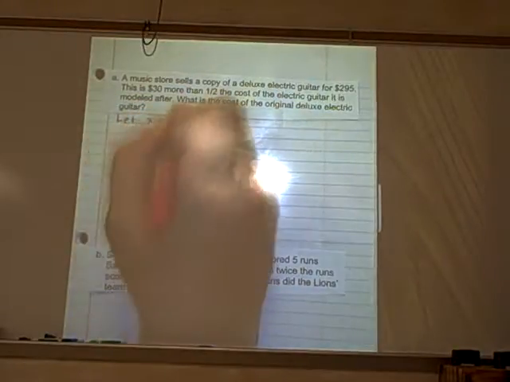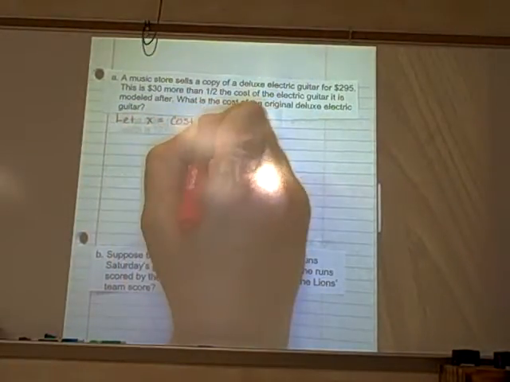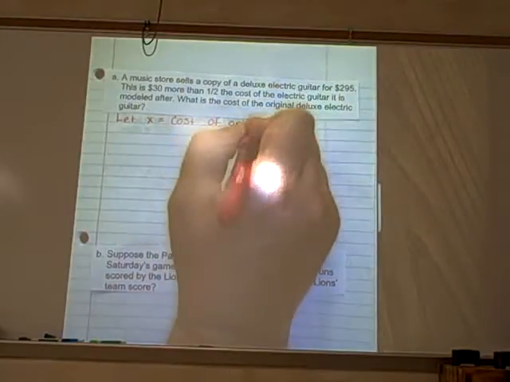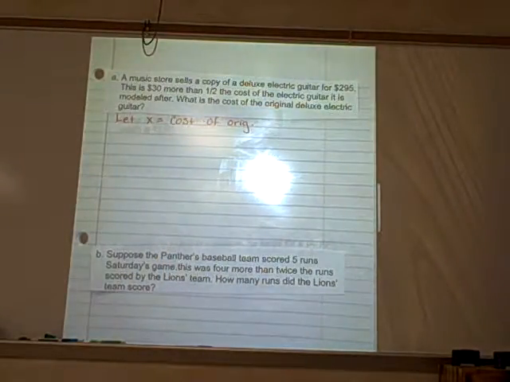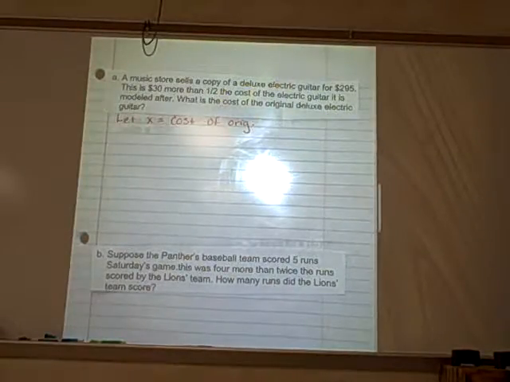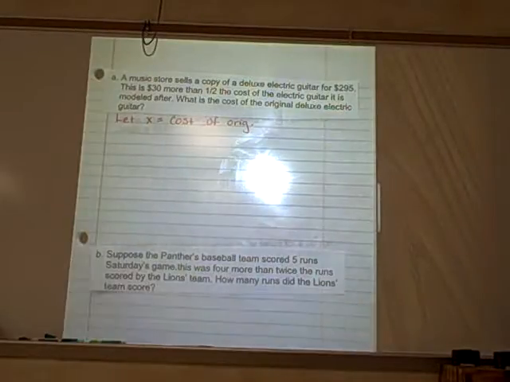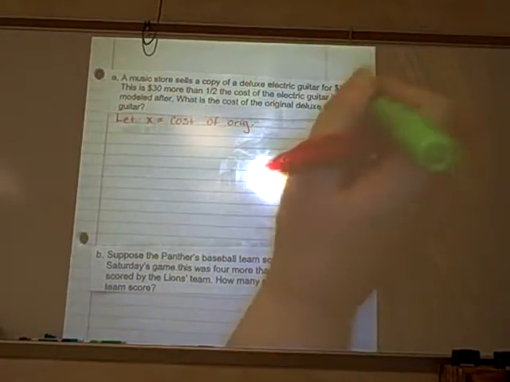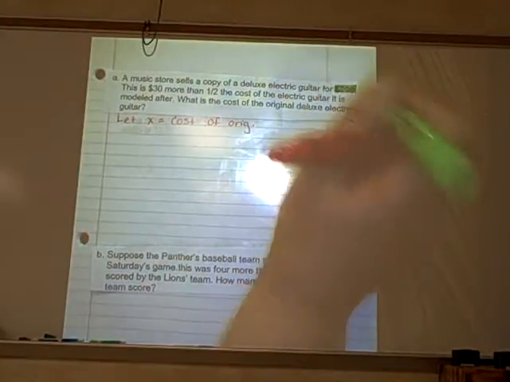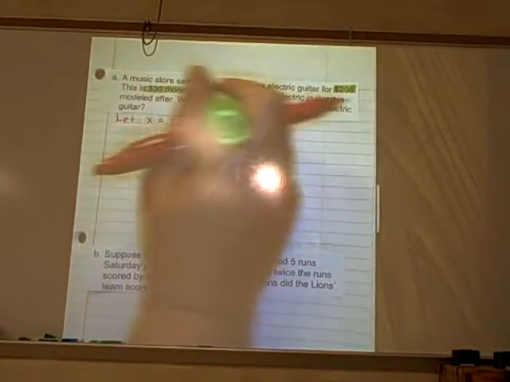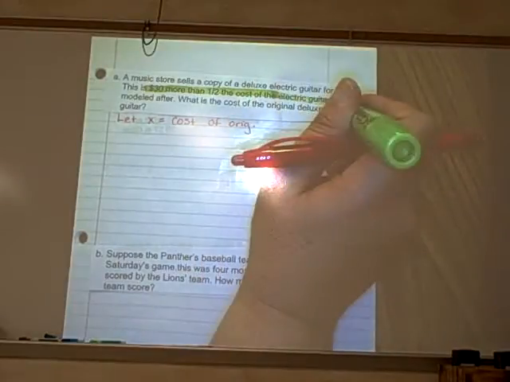x equal cost of original, or just overage, I'm not going to write the whole word. That's what our x is going to represent, the cost of the original. So write that down somewhere. And it may seem like a silly thing to do, but later on when you're doing equations with lots of variables, you need to know which one's which. Okay, we've got several numbers and things going on that could be our equation. That might be part of it. That might be part of it.